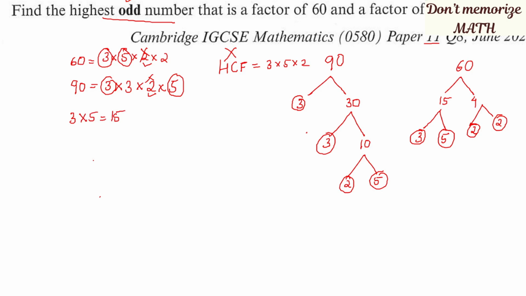I hope it is clear, and I hope you see why we didn't take 2. I will repeat one more time. If we take times 2, it will become 30, right? Any number multiplied by 2 will become an even number. Here they have particularly mentioned it must be an odd number. That's why we are not taking 2 here.